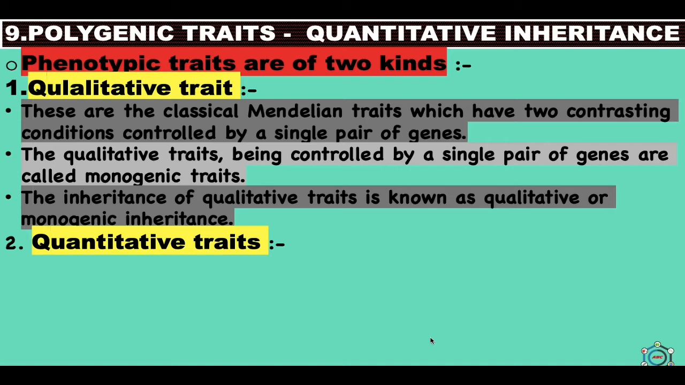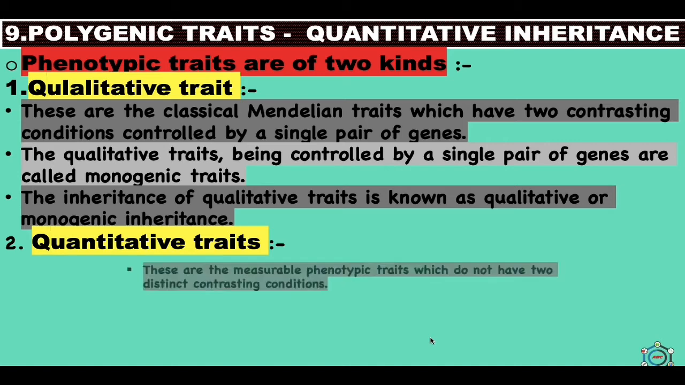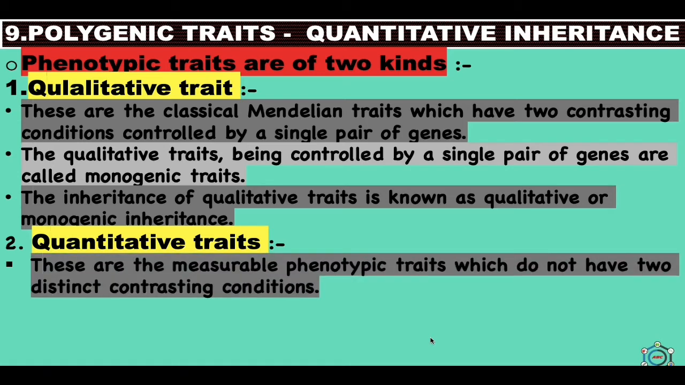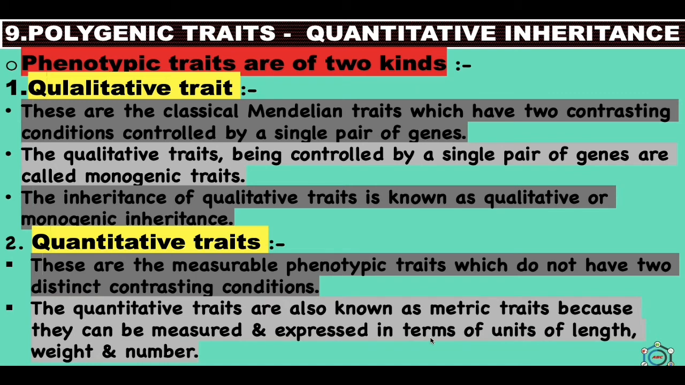Now, the second is quantitative traits. These are the measurable phenotypic traits which do not have two distinct contrasting conditions. The quantitative traits are also known as metric traits because they can be measured and expressed in terms of units of length, weight, and number.